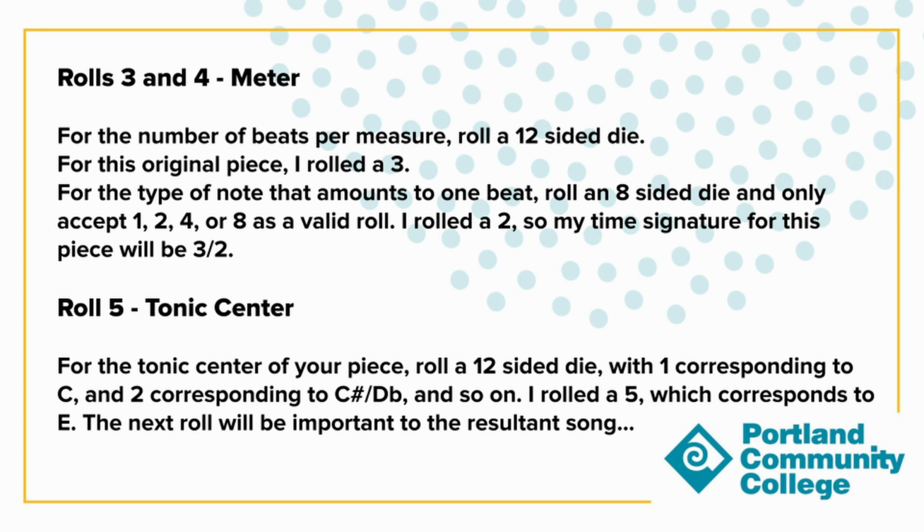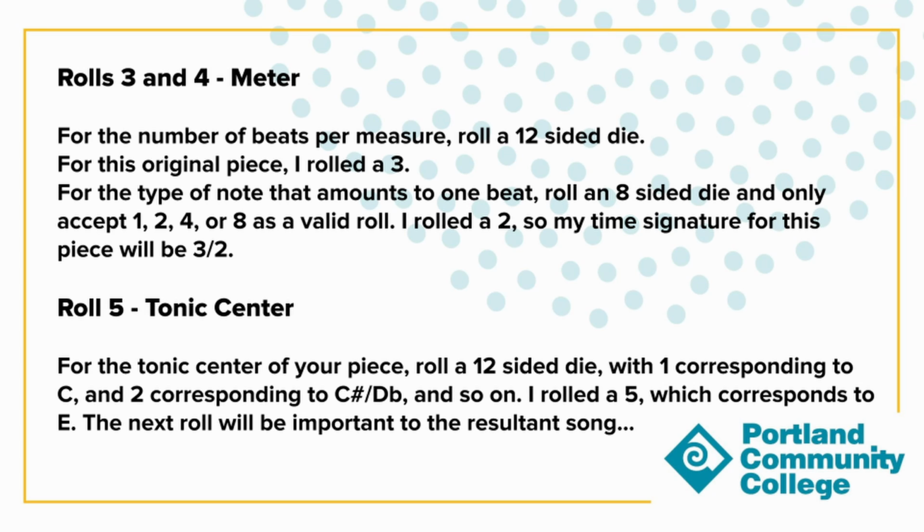Rolls 3 and 4 are for meter. For the number of beats per measure, roll a 12-sided die. For this original piece, I rolled a 3. For the type of note that amounts to 1 beat, roll an 8-sided die and only accept 1, 2, 4, or 8 as a valid roll. I rolled a 2, so my time signature for this piece will be 3-2.